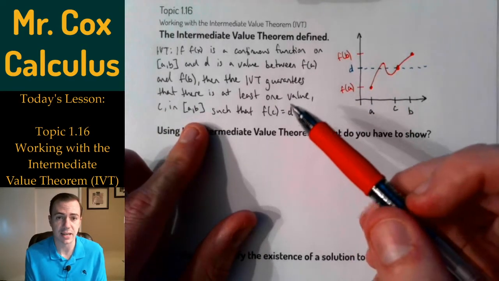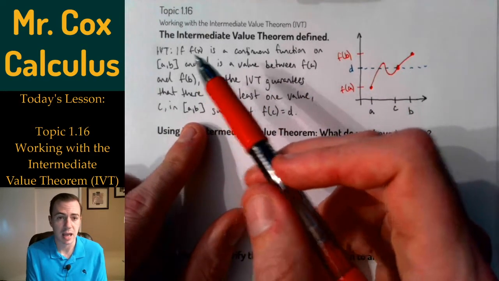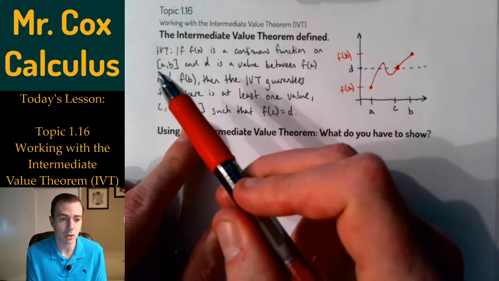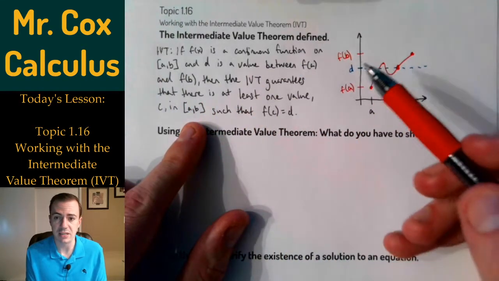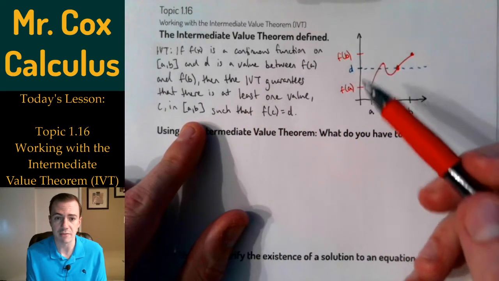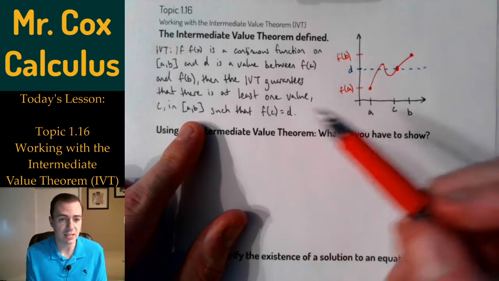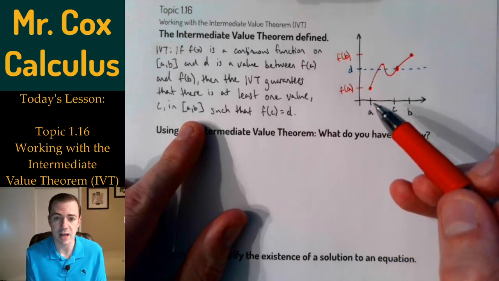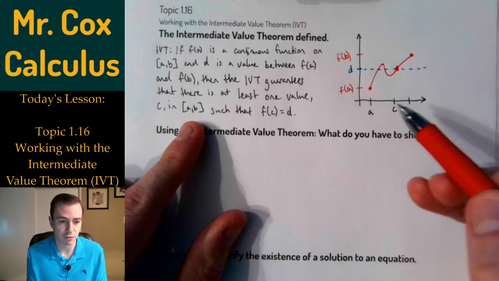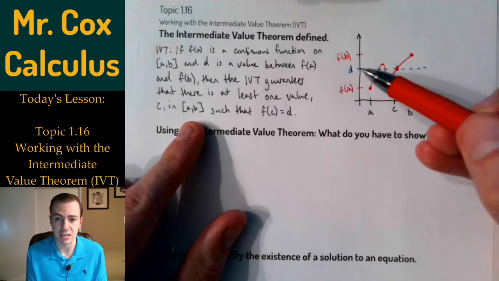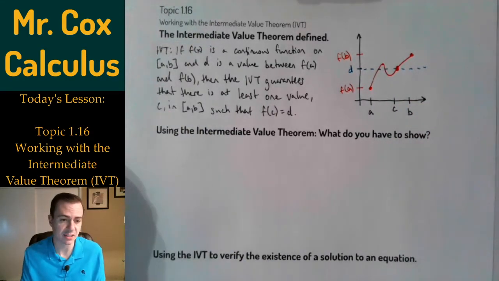So this is what it states. Once again, I'll read it here. f of x, if it's continuous on the closed interval a to b, and if d was some value between f of a and f of b, then the IVT guarantees that there's at least one value c on this interval from a to b where f of c is equal to d. And that's the intermediate value theorem.